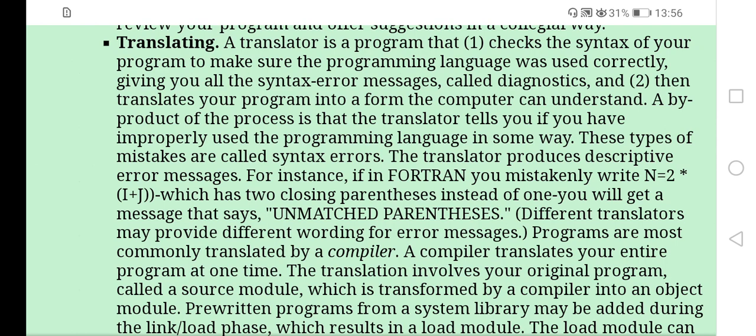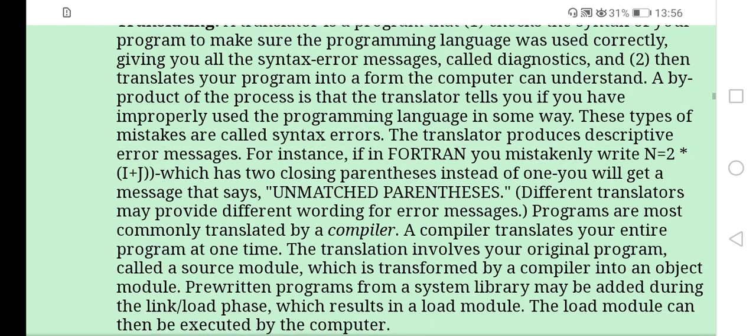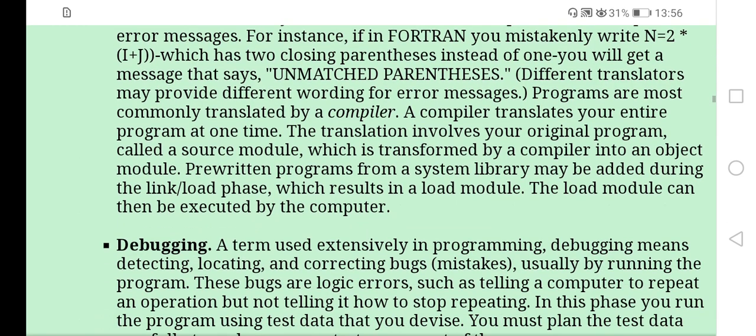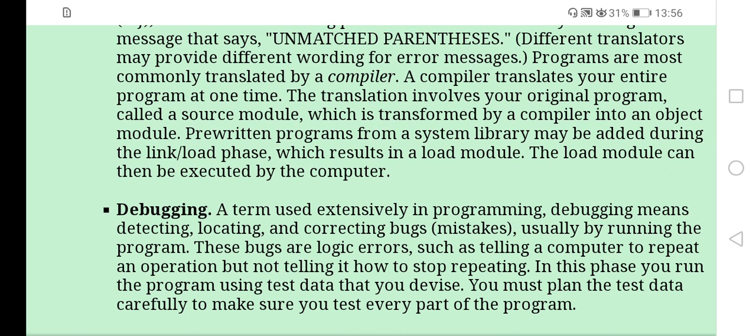The translator produces descriptive error messages. For instance, if in Fortran you mistakenly write N equals 2, (I plus J)), which has two closing parentheses instead of one, you will get a message that says unmatched parentheses. Different translators may provide different wording for error messages.